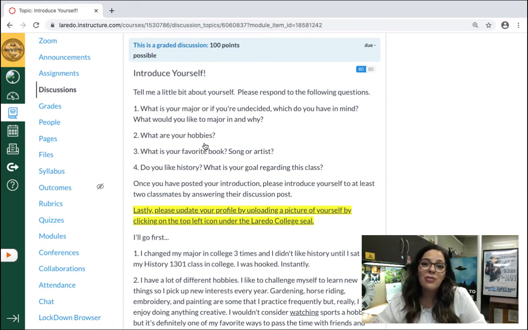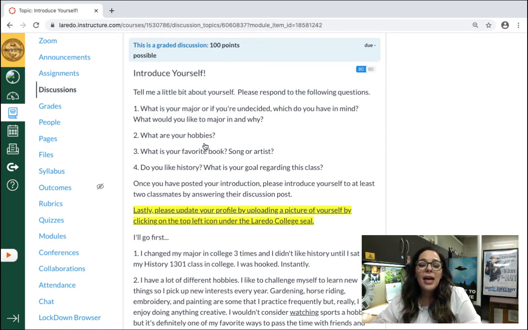Right? This is one of my favorite questions. What's your favorite book? It's like the one where I get to know somebody really well that way. And if you don't have a favorite book, maybe a favorite song or a favorite artist. Again, I love music. I love books. I love all of these things. I have like a million hobbies.